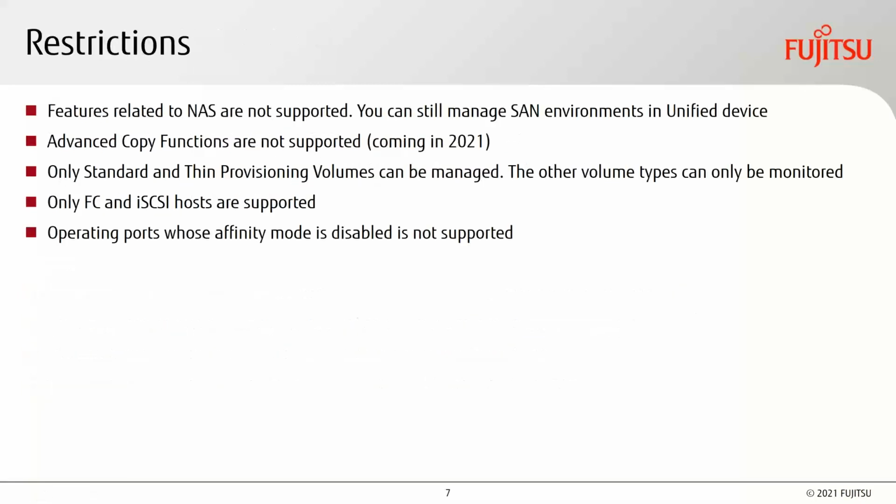Since REST APIs in ETERNUS were introduced not that long ago, just last quarter of 2020, there are still some limitations and restrictions to what's possible, what you can achieve with it. For example, NAS functions are completely not available. You can still manage some environment when using a unified system, but it will not allow to touch the NAS services. Secondly, the advanced copy functions are not supported at the moment, but the development team is working really hard to release this with the next firmware version, and that's expected this year.